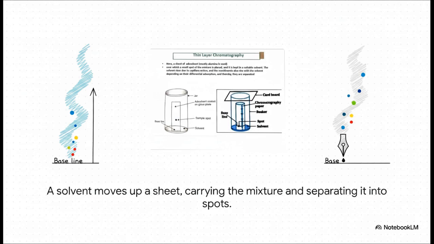So what you do is you put a tiny spot of your mixture on a starting line. We call it a baseline. Then you dip the bottom edge of the paper into a solvent. As that solvent, our mobile phase, creeps up the paper, it carries the mixture with it. But since each component races at a different speed, they separate out into a series of distinct spots. It's a fantastic way to separate all the different colored dyes in a black ink pen.